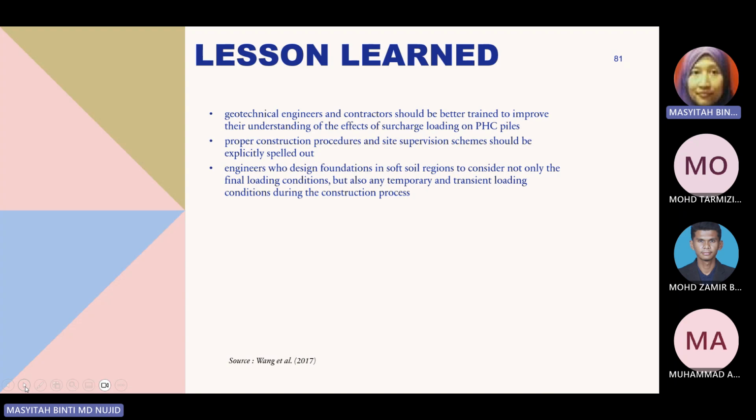So that is where, when you are analyzing or simulating using PLAXIS or any geotechnical software, we can add on any sequence of construction activities.